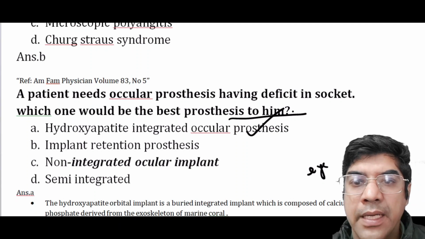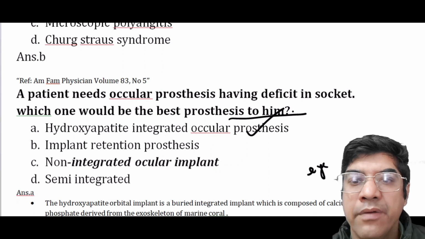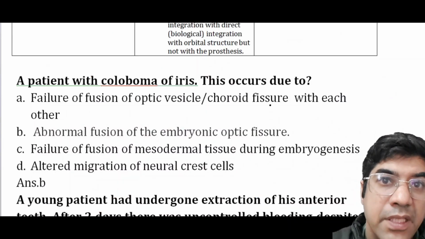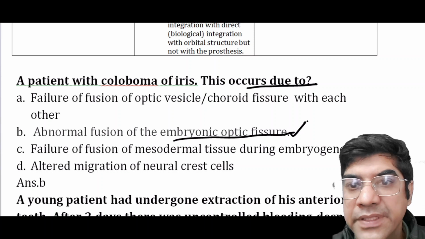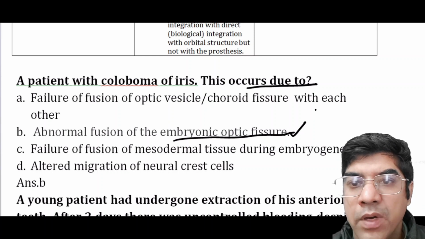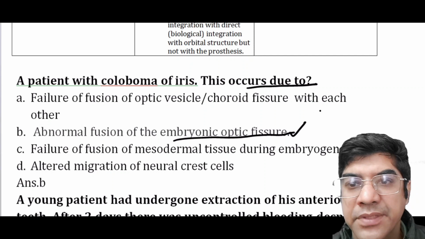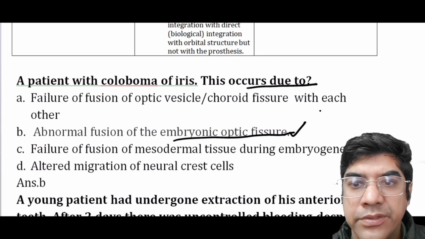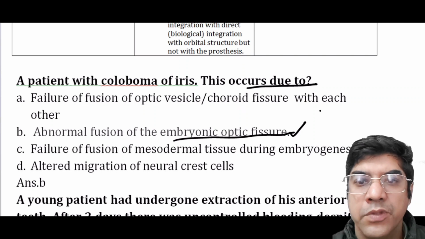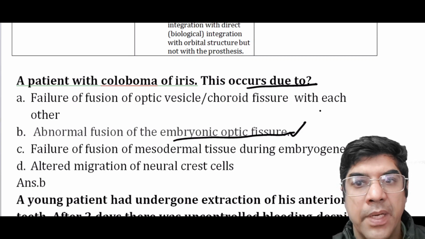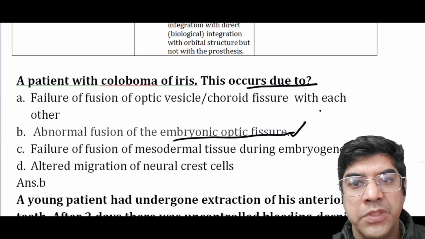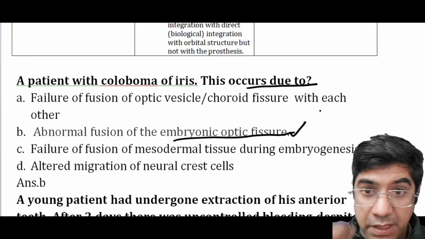So that would allow integrating with the orbital tissue, promoting stability and allowing for coordinated eye movements. A patient with coloboma of iris, that occurs due to abnormal fusion of the embryonic optic fissure. So coloboma is a congenital ocular abnormality that is characterized by a gap or hole in the structure of the eye. So in case of coloboma of the iris, the iris, that is the colored part of the eye, has a notch or gap. This condition arises due to abnormalities during embryonic development, particularly related to the closure of the optic fissure or the choroid fissure.